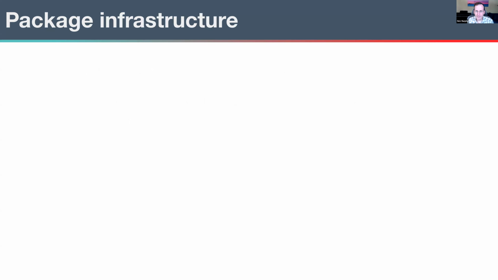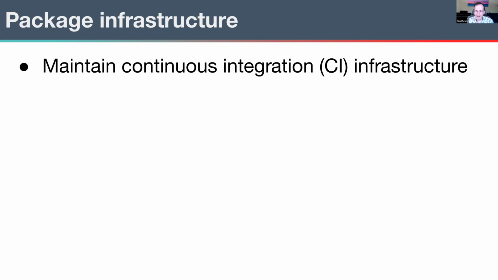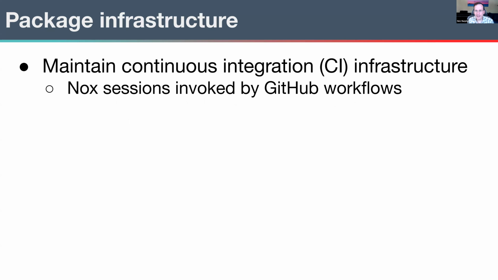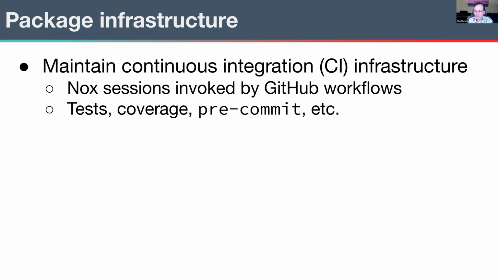So some of the tasks include maintaining the continuous integration, CI, infrastructure. And most of what PlasmaPy CI is, is Nox sessions that are invoked by GitHub workflows. And Nox is a task runner, a lot like Tox, if you're familiar with it. But the configuration files are written in Python, and I found it to be significantly more user-friendly than Tox. And then things like test coverage, and then linters and auto formatters and all sorts of other hooks and pre-commits in pre-commit.